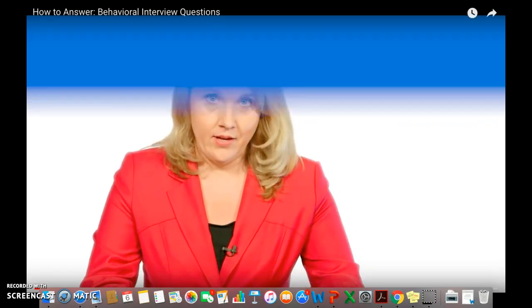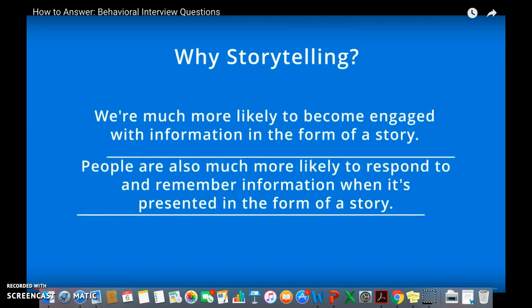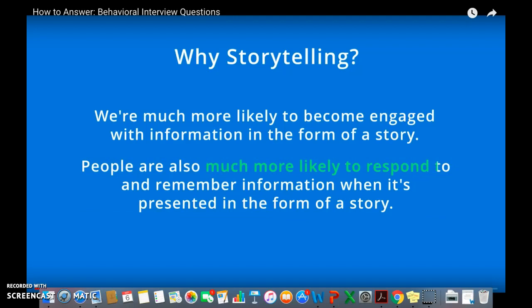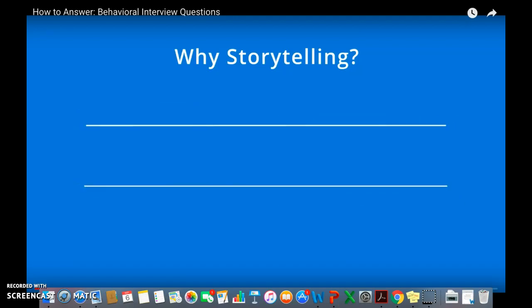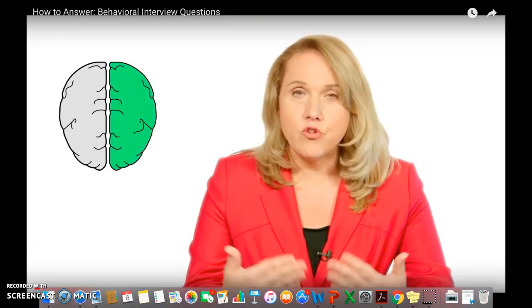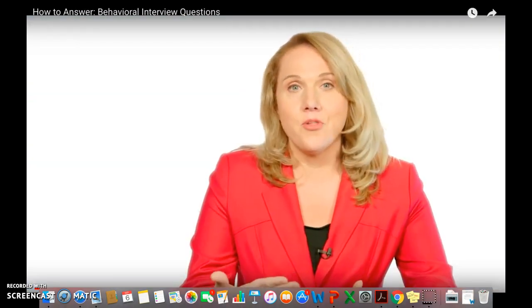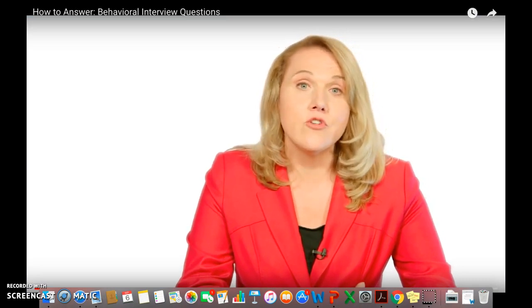And why storytelling? We're much more likely to become engaged with information in the form of a story. People are also much more likely to respond to and remember information when it's presented in the form of a story. The other thing about storytelling that's relevant here is that stories engage the right brain. They trigger the imagination, and that makes a listener feel like a participant in the narrative, and that makes a person much more likely to connect with you, to feel interested in you.